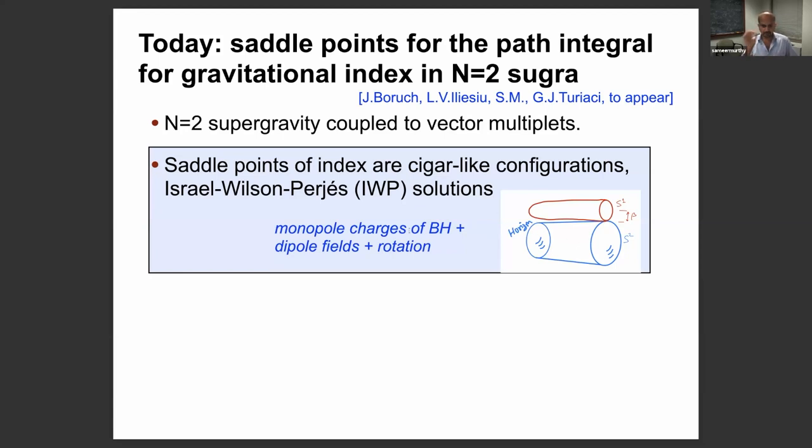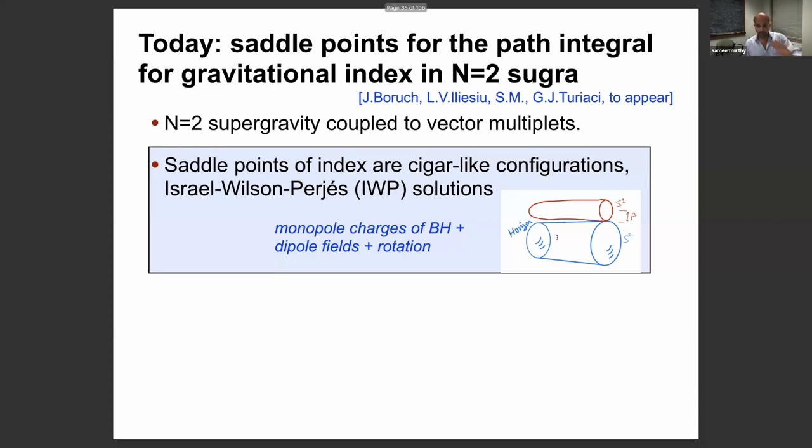And just briefly, the points about this solution to note is that, firstly, they're capped, they're cigar-like, they're supersymmetric, they admit Killing spinors. They have the same charges as that of the black hole, and there are dipole fields for some of the electromagnetic charges, and there's a rotation. Okay, so the supersymmetric black hole in four-dimensional asymptotically flat space doesn't rotate, but these solutions necessarily rotate. The rotation is tied to the temperature. That's like the deformation. Okay, again, these are complex.